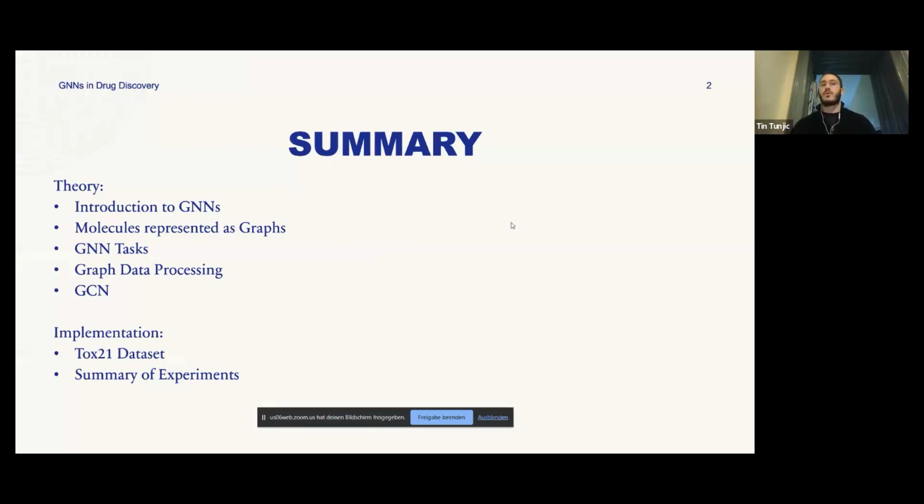And the fifth, I'm going to talk only about the graph convolutional network, but of course there are many more. I will mention the graph convolutional network and maybe some others, but we'll stick to the graph convolutional network because in the implementation part, we're going to implement our own graph convolutional network and try to predict the toxicity of the molecules that we have in this TOX21 dataset. At the end, I will provide you with a summary of experiments that we did.